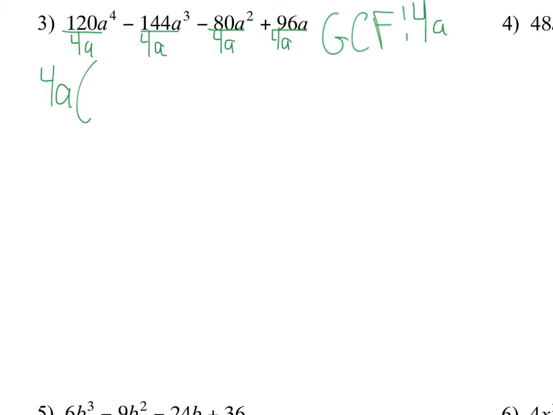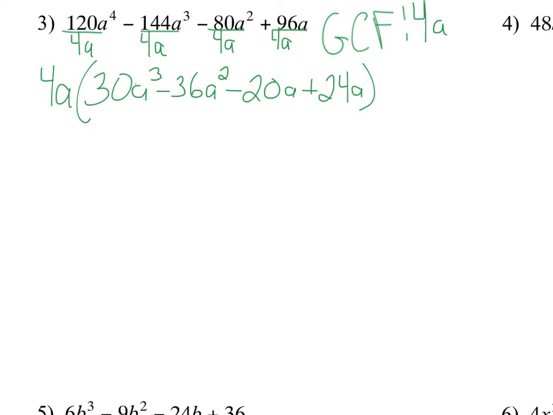So 120 divided by 4 is going to give me 30, and it's going to knock it down to an A to the third. Negative 144 divided by 4 is going to give me 36. And you can double check these in a calculator. I did a similar thing. Negative 80 divided by 4 is going to give me 20. And then 96 divided by 4 is going to give me 24A.